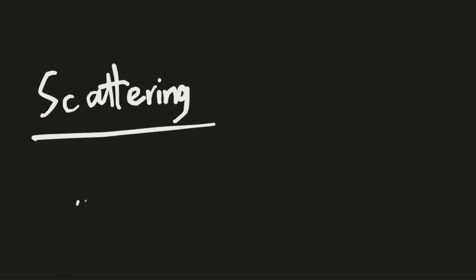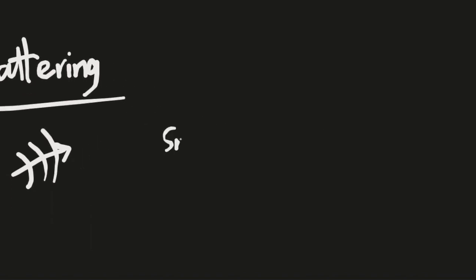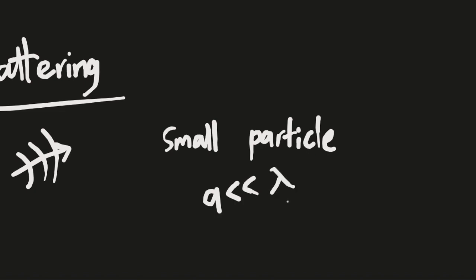So scattering, an easy model is the Hertzian dipole, because if you think about an atom, you can say it's a small dipole, and you can see why we're discussing the Hertzian dipole so much. So scattering. If I have light coming in on a particle, then it's going to scatter outwards. That's scattering, basically. So consider a small particle with dimension A that is much smaller than the wavelength. So that's your dipole approximation already.